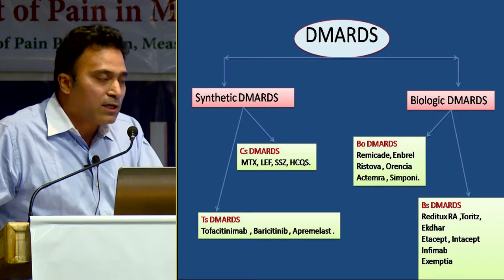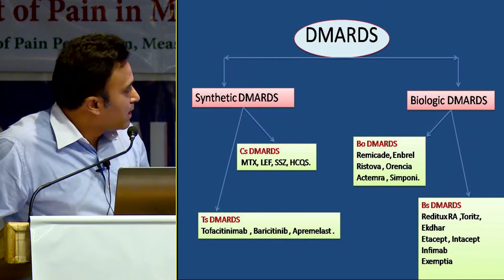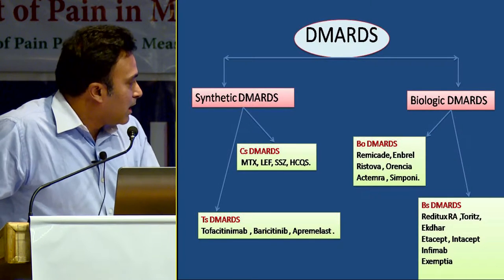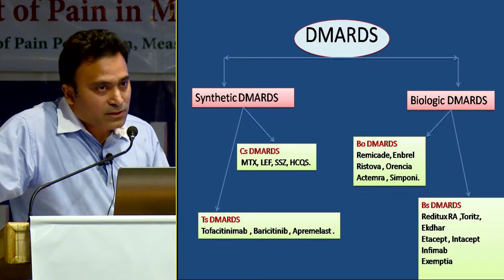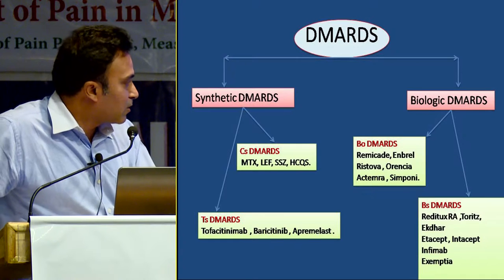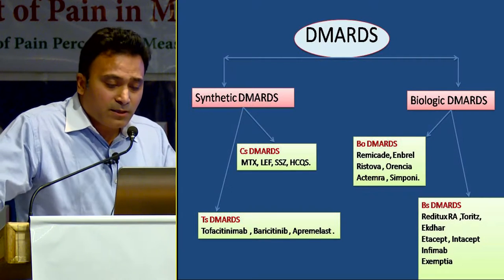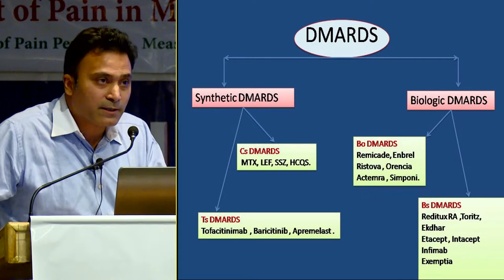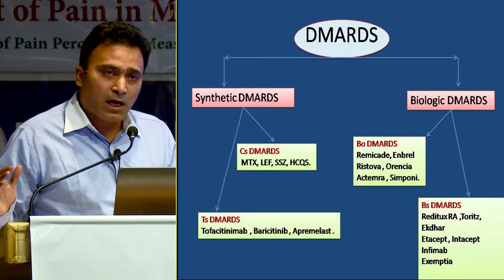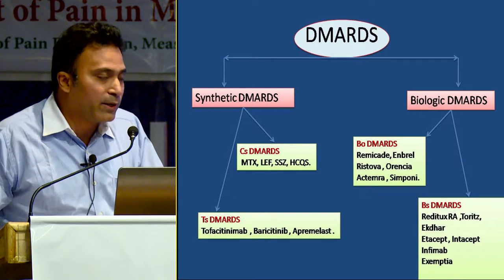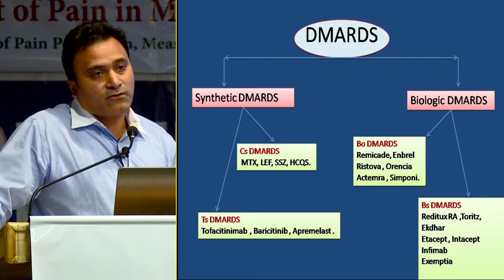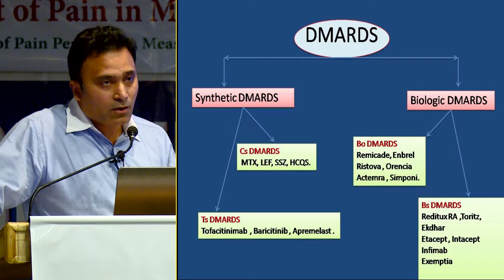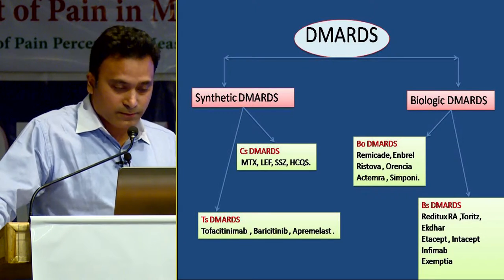DMARDs are broadly classified into synthetic DMARDs and biologic DMARDs. In synthetic DMARDs we have our traditional conventional synthetic DMARDs which include methotrexate, leflunomide, etc. And we have targeted synthetic DMARDs which are coming newly, which include JAK kinase inhibitors like tofacitinib, baricitinib. In biologic DMARDs, we have bio-originator DMARDs and biosimilar DMARDs. Basically, biologic DMARDs are large proteins, bigger weight molecules. They are synthesized from live organisms, so they are biologics. Whereas synthetic DMARDs or targeted synthetic DMARDs are small molecules.